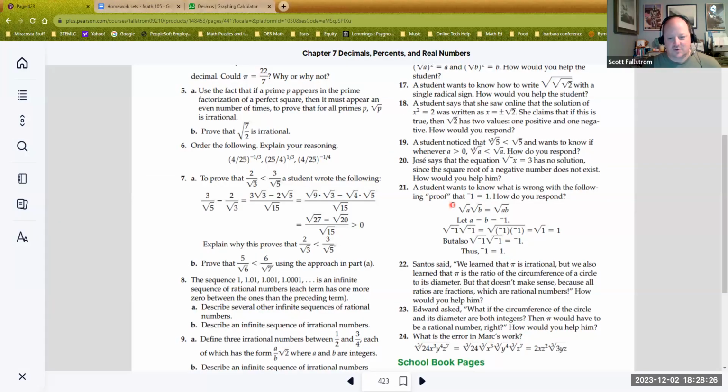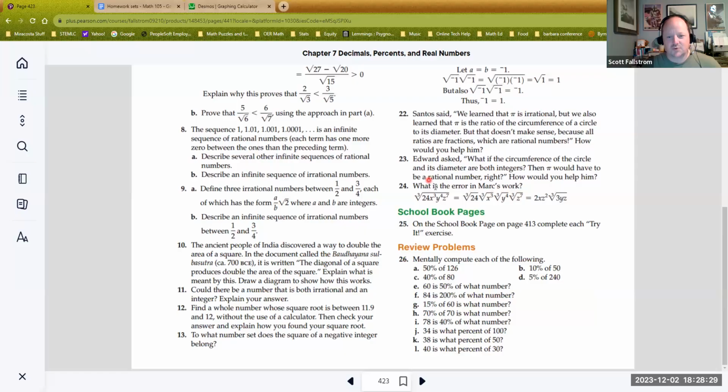And lastly, I need number 24. Take a look at Mark's work. Mark is now simplifying using the technique that I showed in class. Think about just dividing it in and see if his work is good. Maybe he has made an error, maybe not. Okay, so think about that as you do it.